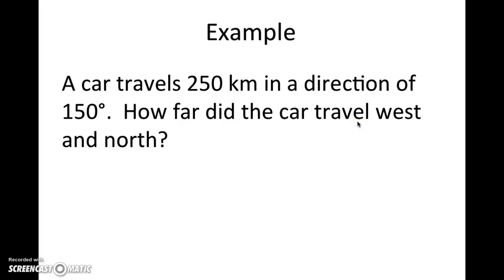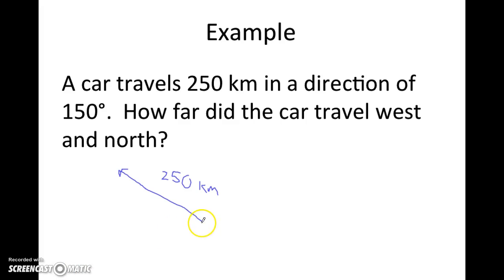All right, so we have a couple of examples here. We have a car traveling 250 kilometers in a direction of 150 degrees. How far did the car travel west and north? And so I'm going to come down here and find a pen. So this vector is pointing kind of this way, and it's a value of 250 km.